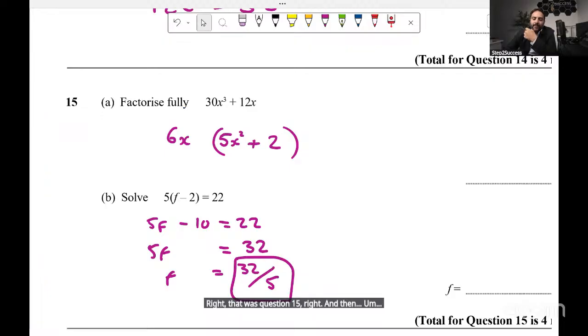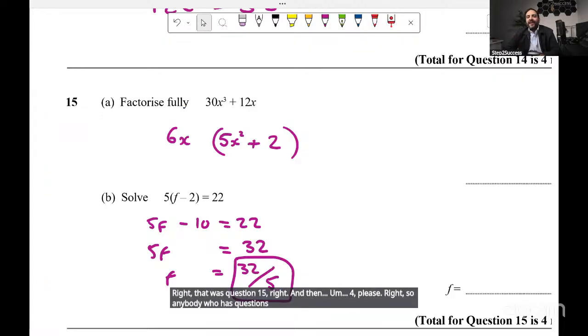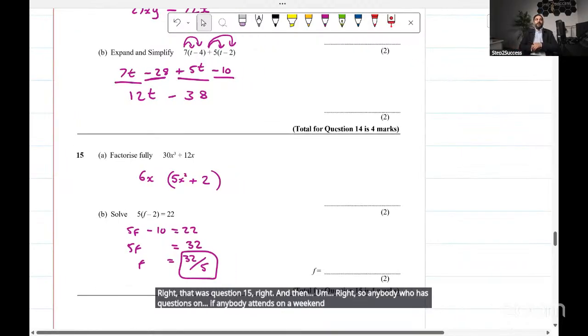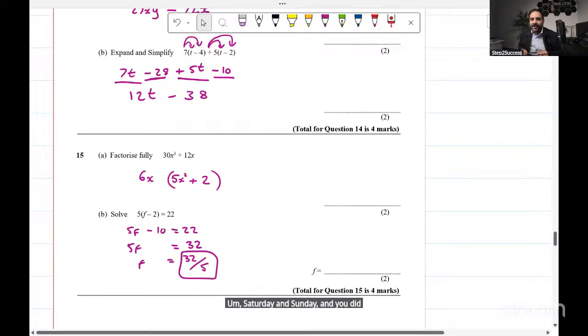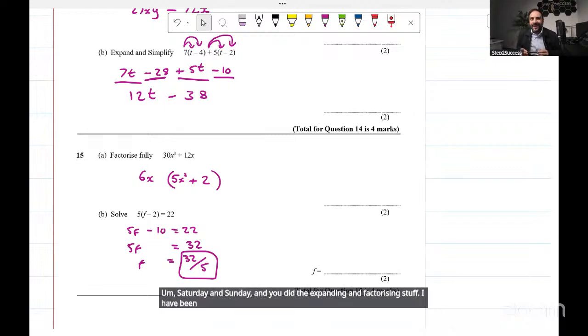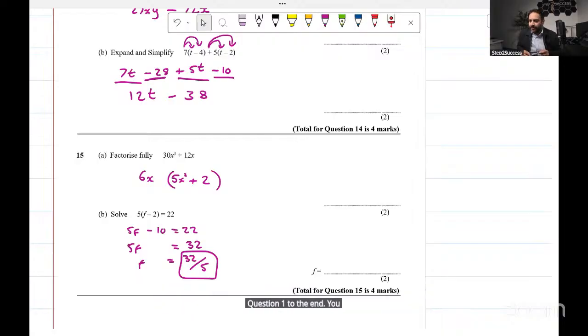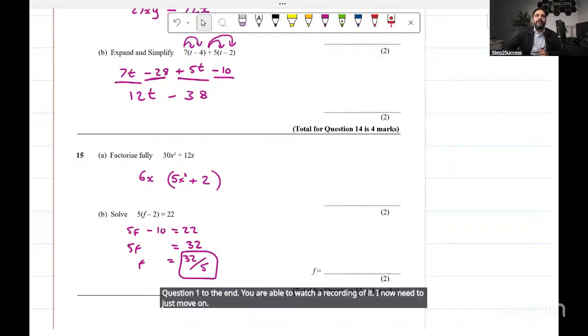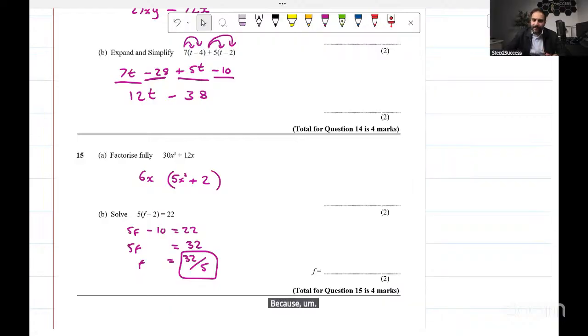Right, so anybody who has questions on, if anybody attends on a weekend now, Saturday and Sunday, and you did the expanding and factorizing stuff, I have been through the entire booklet from question 1 to the end. You are able to watch a recording of it. I now need to just move on because I have done the whole booklet and it is available to you to watch. I need to just answer any question anybody else has from elsewhere.